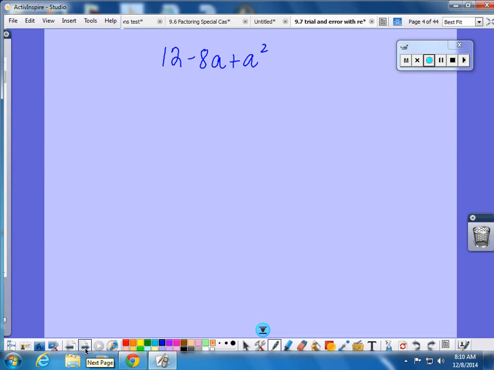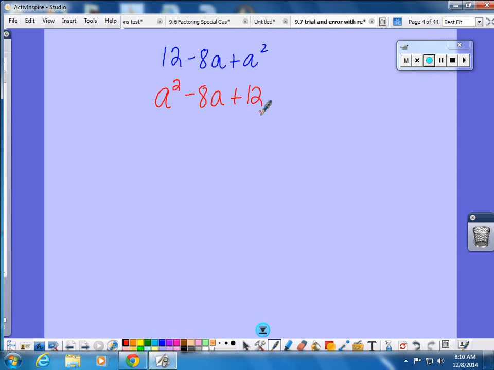Alright, so let's look at this. This problem is different in that it is not in descending order. It needs to be in standard form before we start. And so what form do you think I should put this in? How should I do this? A squared what? Minus 8a. That's right. Good.